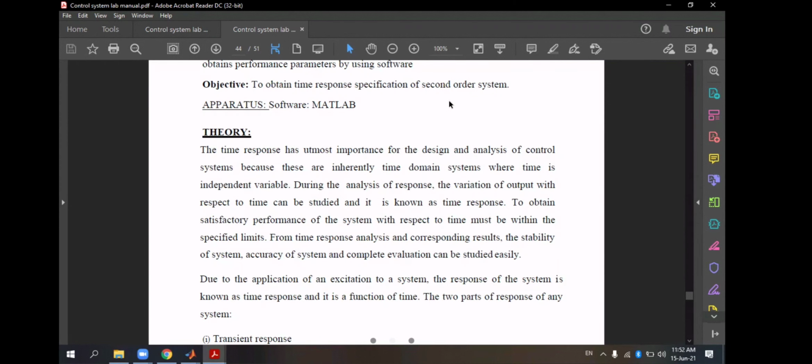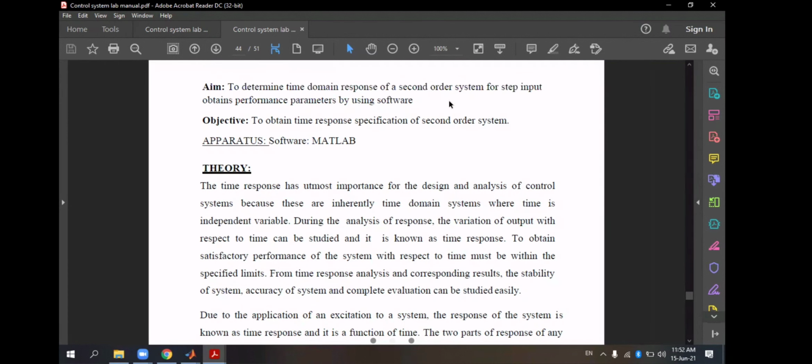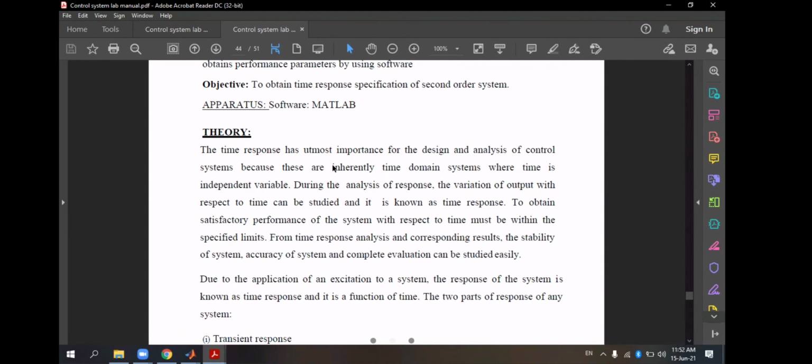Good morning, everyone. Today we are going to study the time domain response of second order system, and we also determine the time response specification for second order system. So the time response is very important for the design and analysis of control system. So the question arises, what is meant by time response?